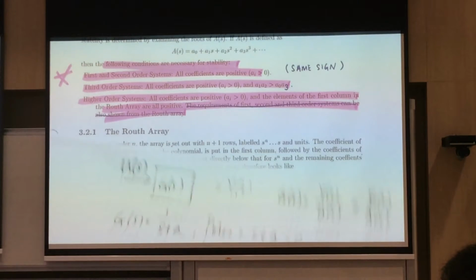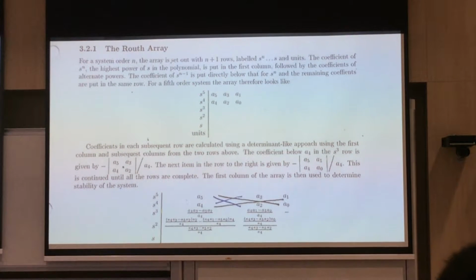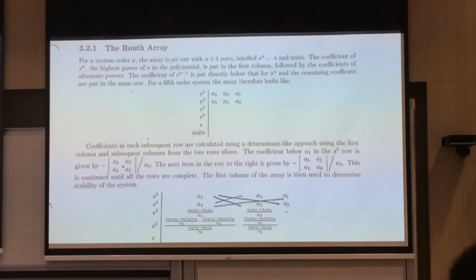No? Alright? Okay, so you have a lot of text here that tells you what the Routh array is, and how to form a Routh array and so forth. We'll not read too much into this, but let me just roughly go through some parts of it. So what do you do for higher order systems?